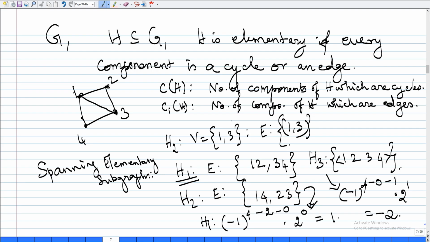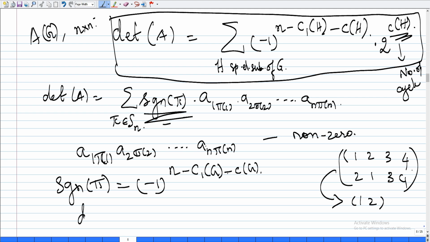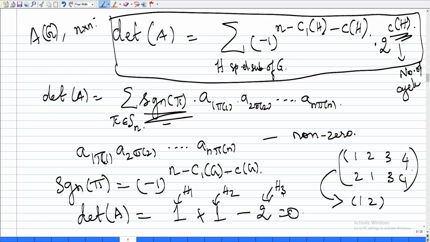I will just go to the next page so it would be clear. So the determinant would be nothing but 1 plus 1, where this is for H1, this is for H2, and minus 2 for H3. So we can see that the determinant of this adjacency matrix is 0. You could have also seen that from the expression there. Okay. So why did we do this? To further explore our characteristic polynomials.